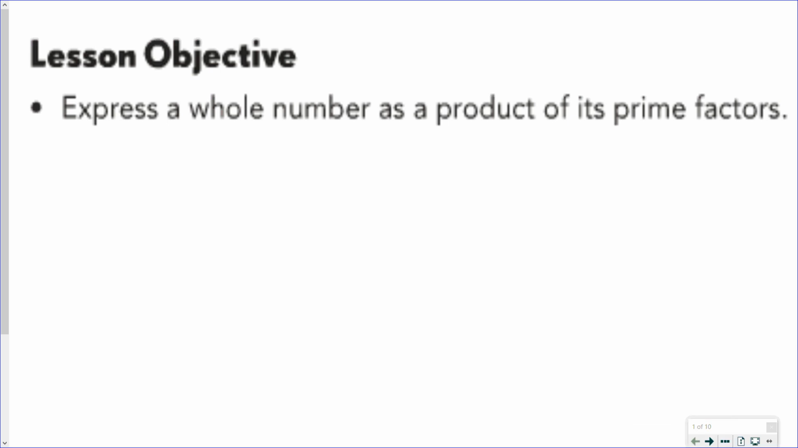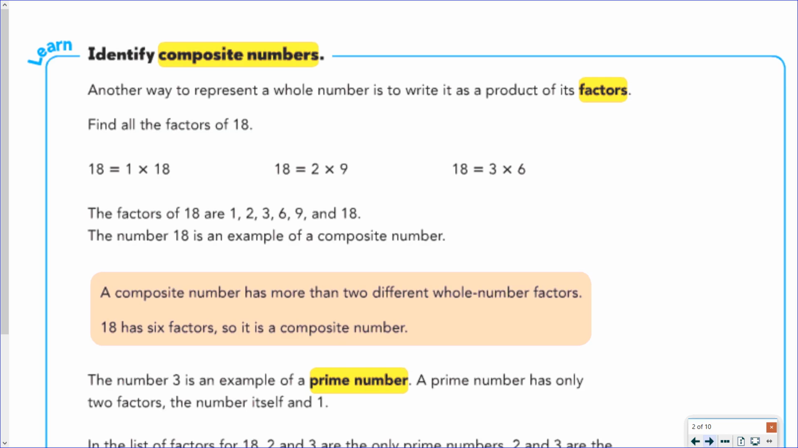Today we will be expressing a whole number as a product of its prime factors. So you could represent whole numbers by writing them as products of their factors. Now factors are two numbers that when you multiply them together give you a certain product. So in this case we're working with 18.